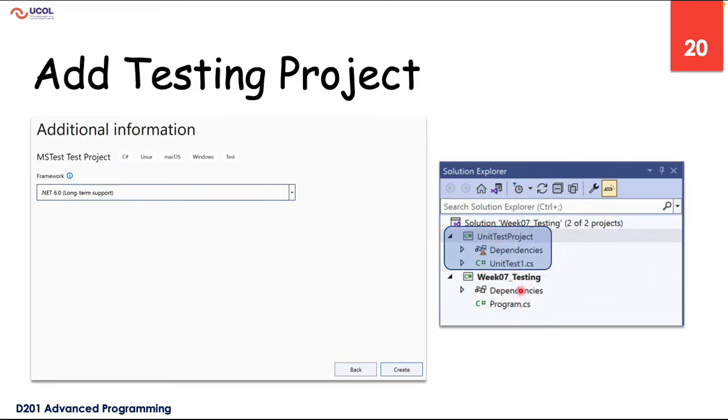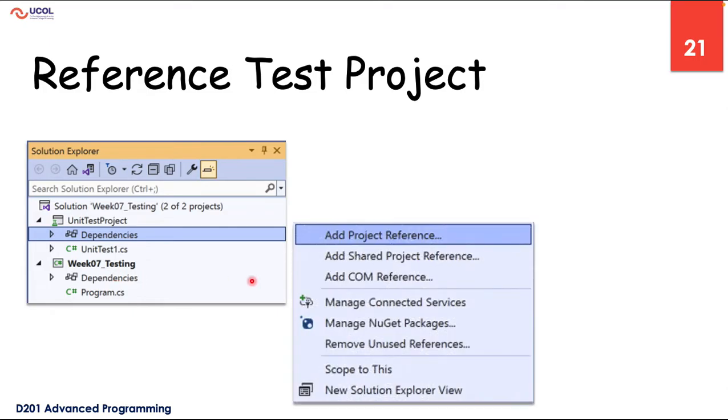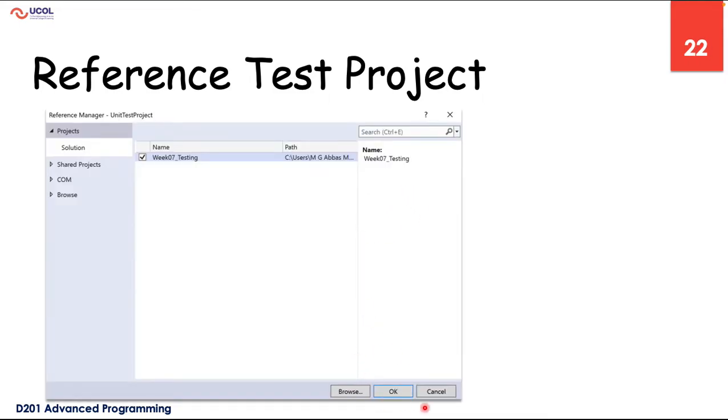So we have one where we are writing our code, where we have program.cs, and then we also have our testing project. Now what we need to do is connect this testing project with the other project, the main one, where we have the actual code that we want to test. So we right click on the dependencies, add a project reference, and once we click on that, it will show us our current project in the solution. We select that one and click OK.